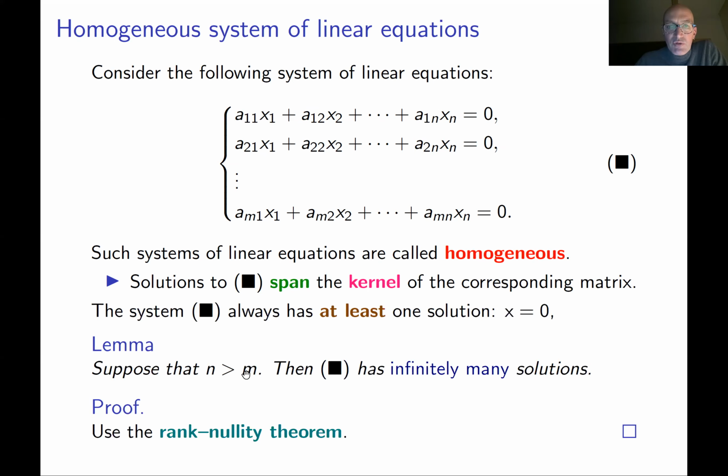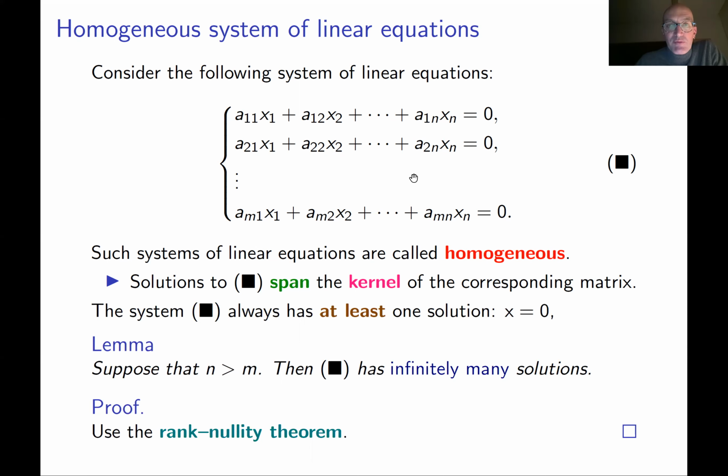Look, the rank nullity theorem tells you that the nullity of your matrix, the dimension of the kernel space, is exactly n minus the rank of the corresponding matrix. But the rank of this matrix cannot be larger than m, because this is going to be an m times n matrix. So if the kernel has positive dimension, this means you have infinitely many solutions.